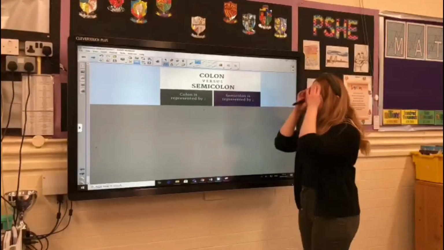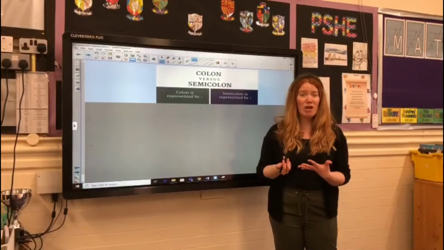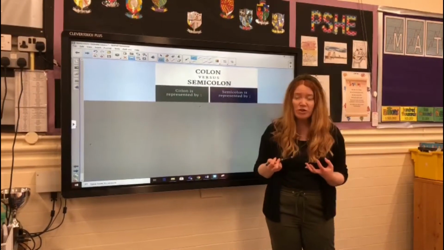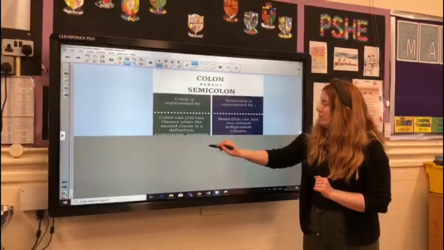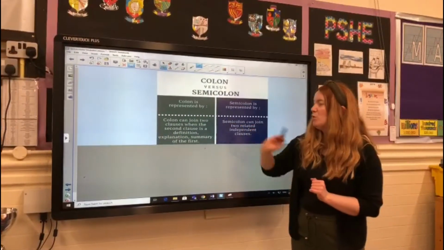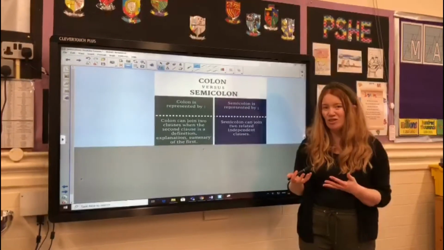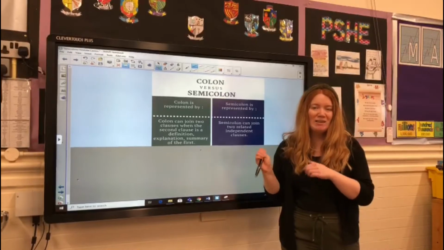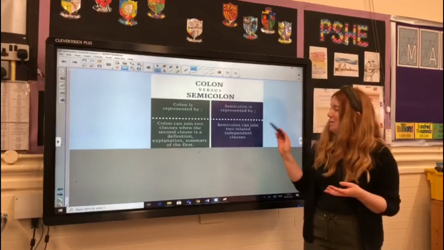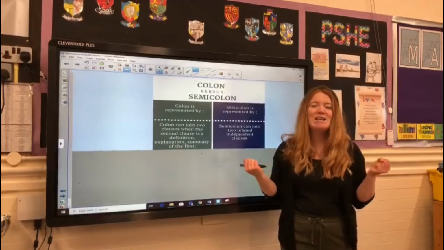So we're going to look at a colon versus semicolon. Now we've used colons before. We've used it in our writing recently, we've done our Quidditch instructions. So let's just have a little look at the difference between them. So a colon can join two clauses together when the second clause is a bit like a definition or an explanation. It doesn't really stand on its own, so it has to link to the first clause. Whereas with a semicolon, it joins two related but independent clauses.